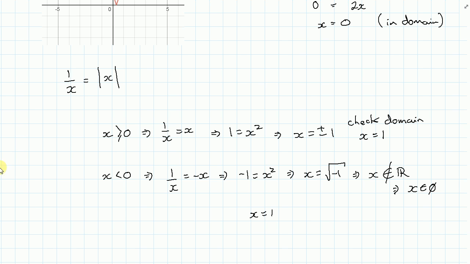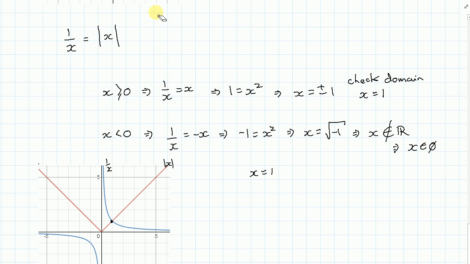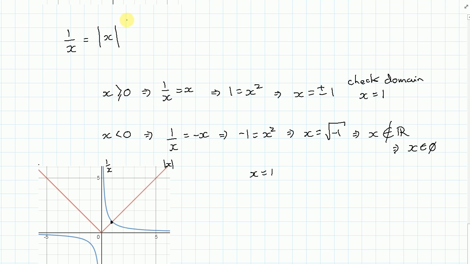So let's have a quick look at it on the graph. We've got solutions here, and the only solution is at that point there. This is the 1 over x function, and this is the modulus x function. If you ever want to use these, I think I've been hiding it from you, if you type in absolute x in GeoGebra and Desmos, that will do the modulus.